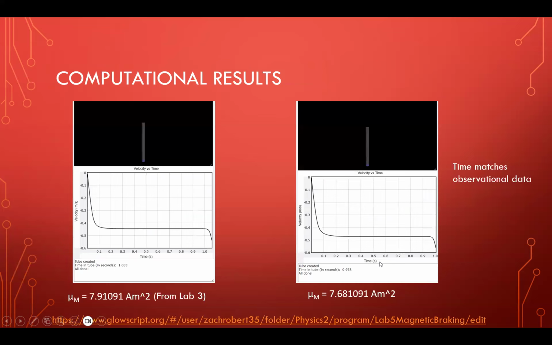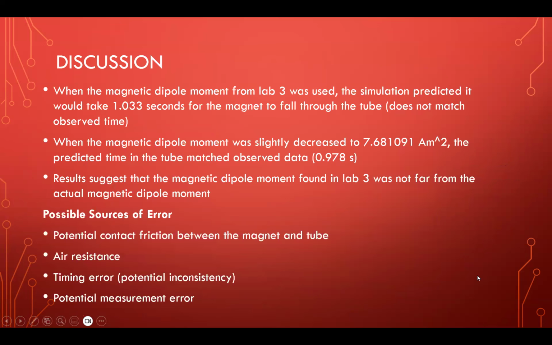Based on the computational results here to the left, with the magnetic dipole moment from lab 3, the average time in the tube was 1.033 seconds, but when we dropped the magnetic dipole moment down to 7.681091, the time matched our observational results. When the magnetic dipole moment from lab 3 was used, the simulation did not predict the same time, but when we decreased it to 7.681, the predicted time matched.